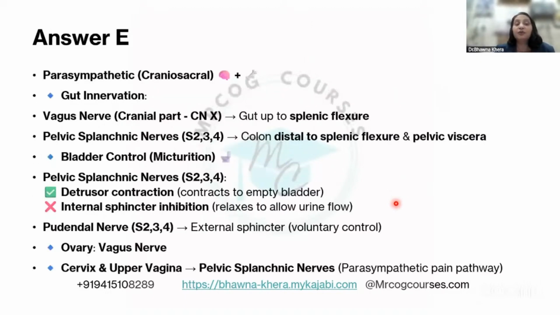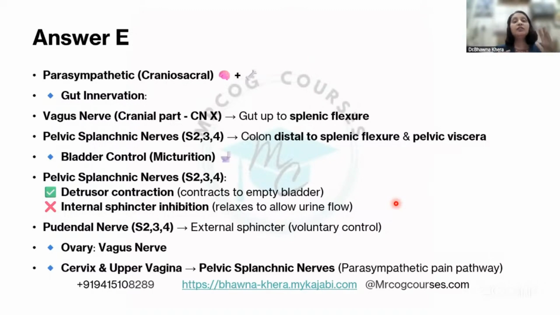Now, how to remember this? Remember the parasympathetic is from the craniosacral, right? From the cranium to the sacral. The upper, cranial part is the 10th nerve, carried by the vagus nerve. And the lower part is carried by the pelvic splanchnic nerves. So just remember two things for the parasympathetic: the vagus for the cranial and the pelvic splanchnic nerves, which are S2, 3, 4.